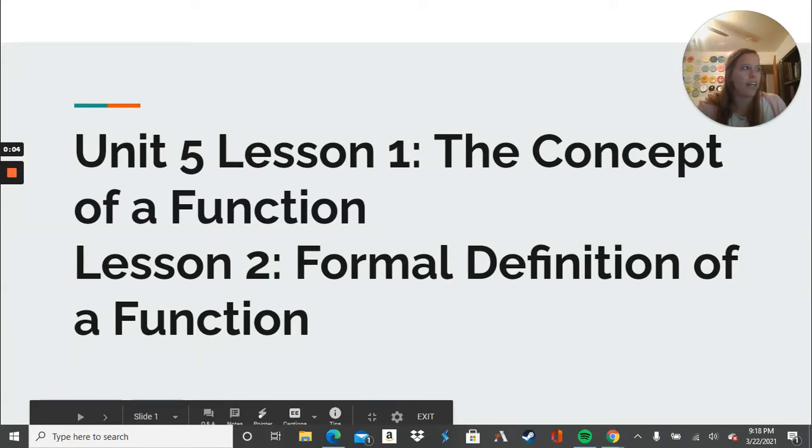Unit 5 is Examples of functions from geometry. So the first section is going to be just on functions. Lesson 1 is the concept of a function, and lesson 2 is the formal definition of a function.